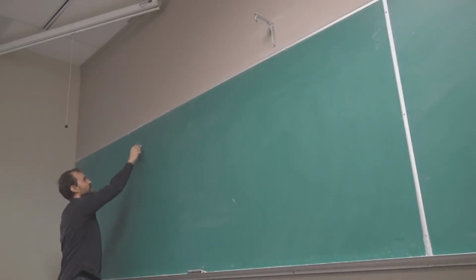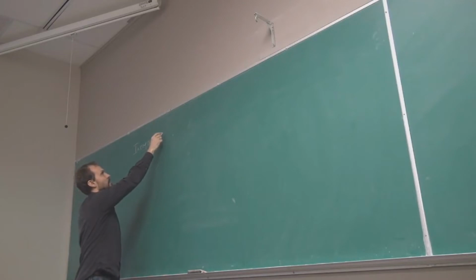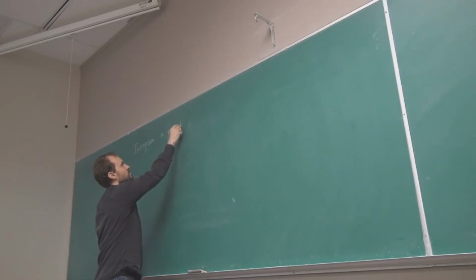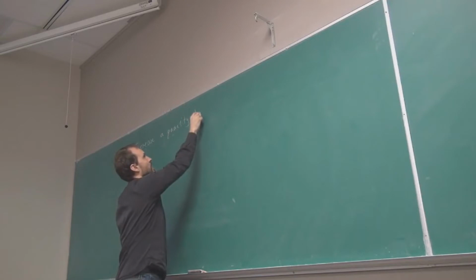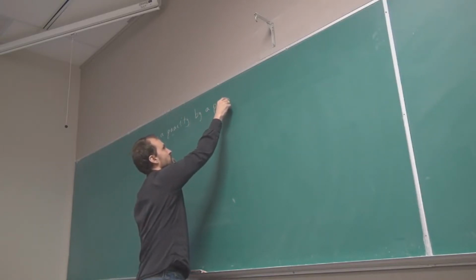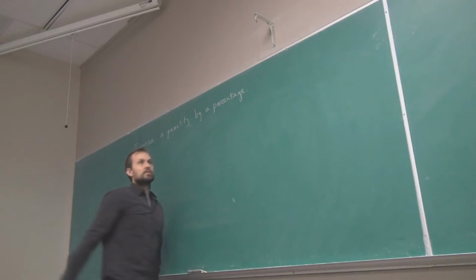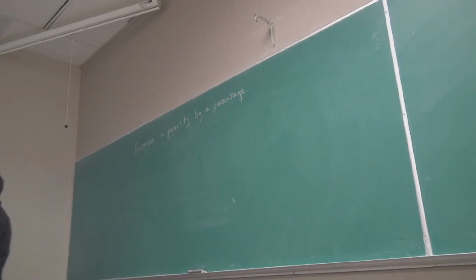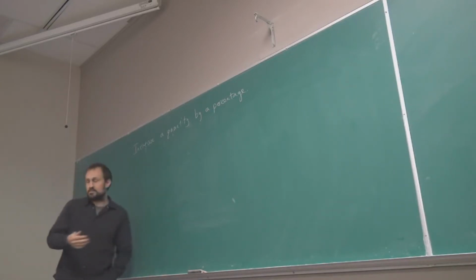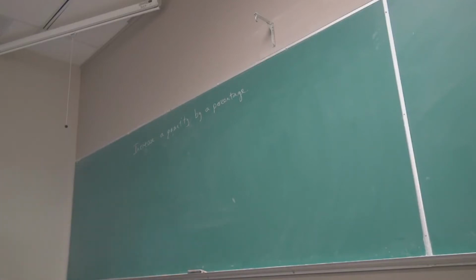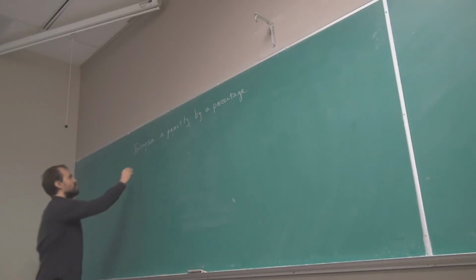The first one is if I increase a quantity by a percentage. So, for example, my salary gets increased by 10%. What is the new salary? What is the calculation behind that, and what is the most efficient way of writing that calculation? So let's do it by example.